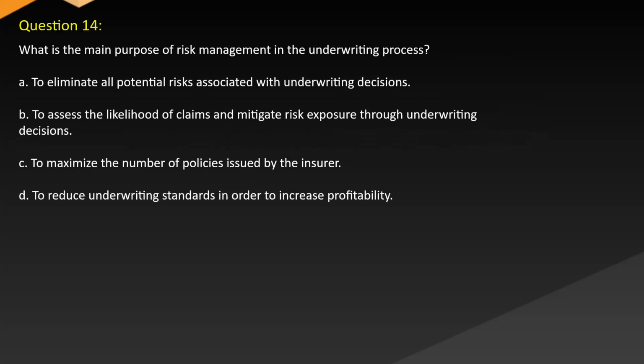Question 14. What is the main purpose of risk management in the underwriting process? A. To eliminate all potential risks associated with underwriting decisions. B. To assess the likelihood of claims and mitigate risk exposure through underwriting decisions. C. To maximize the number of policies issued by the insurer. D. To reduce underwriting standards in order to increase profitability.